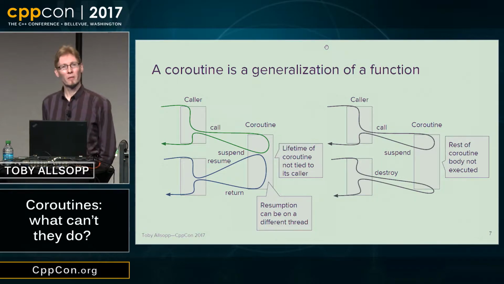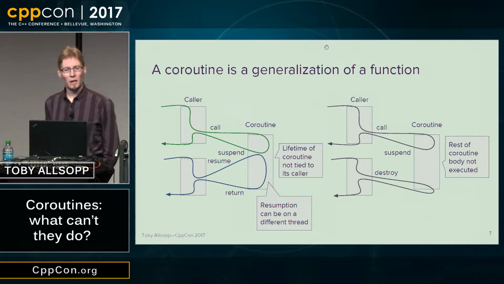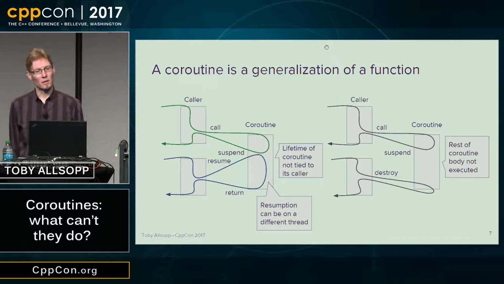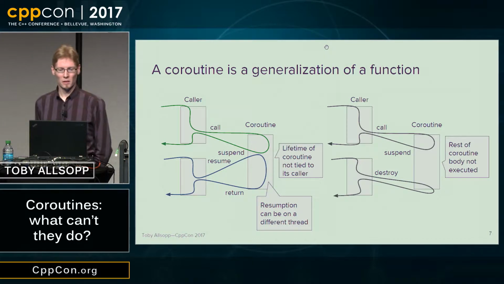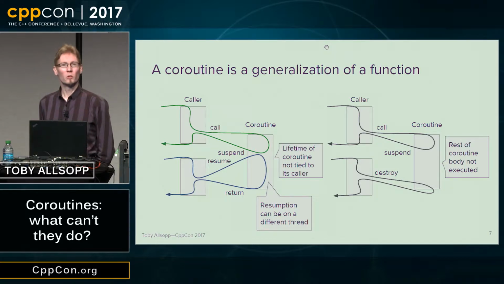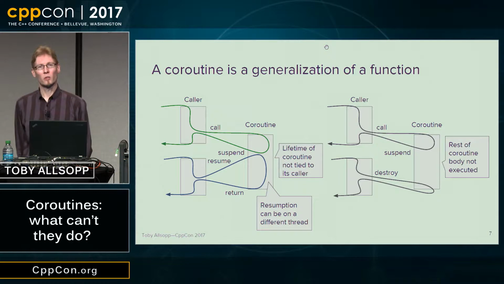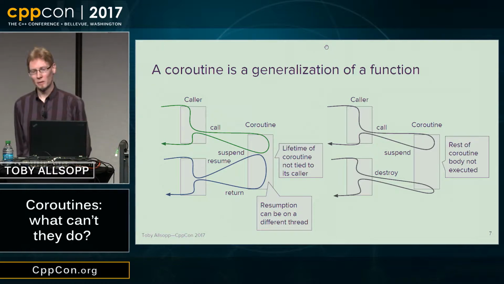Then we can have some other function resume the coroutine sometime later, and that other function can be running on some other thread, for example. So there's an interesting control flow from the point of view of the coroutine that's possible there, where the coroutine can suspend on one thread and potentially resume on a different thread.